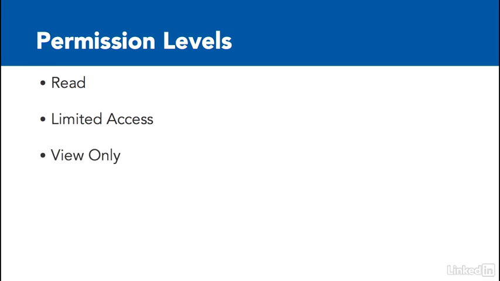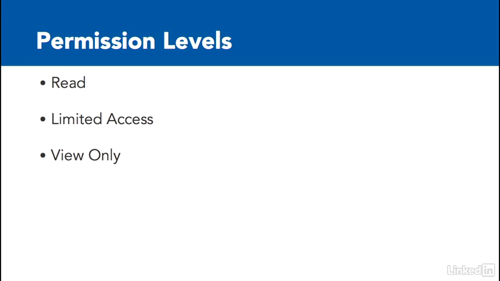And finally, there's view only, which is very much like read, except if you can view only, when there's a document that's set up to open in a browser, you'll only be able to read it there. You won't be able to download it. So we might not want people to be able to take an offline copy of something, and if that's the case, then we would assign them to that view only permission level.